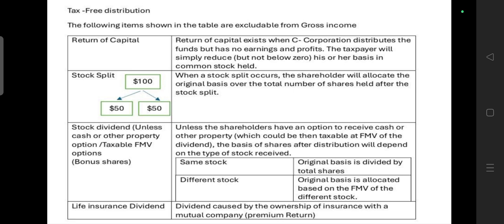Then stock dividend. Instead of paying cash or property, the company pays you stock. You hold it for a certain period. If there is an option to convert that into cash, and that conversion happens, then it will be taxable. If you hold the stock, then it will be a tax-free distribution. Life insurance dividend is also tax-free. It's an insurance kind of thing and exempted from our purview.